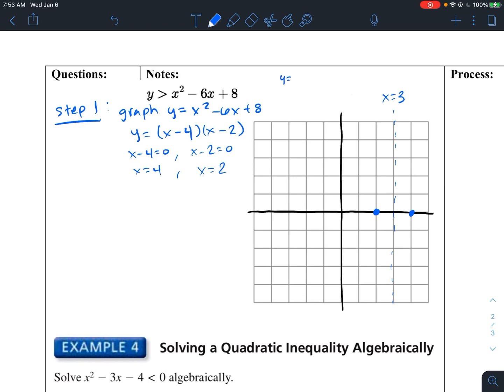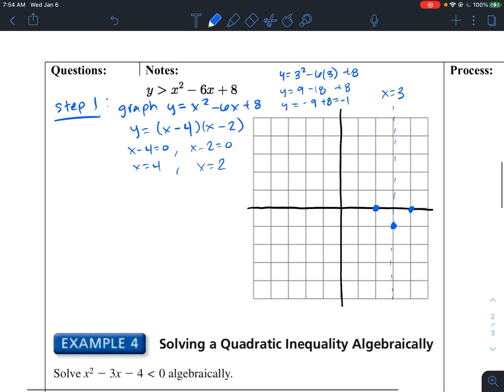So y is equal to 3 squared minus 6 times 3 plus 8. So this is equal to 9 minus 18 plus 8, which is equal to -9 plus 8, which is equal to -1. So my vertex will be right here. Okay, so if I were to graph this, it should look something like that.